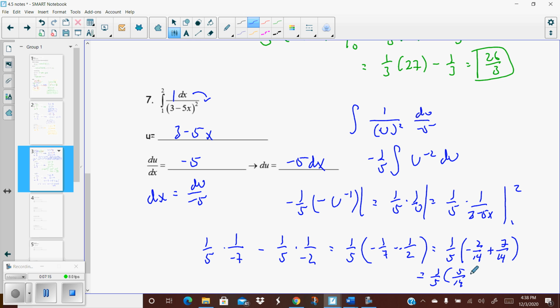That actually works out pretty nicely because 1/5 times 5/14, the 5s are going to go away. We get 1/14. So a bit messy with all the fractions and the minuses and all that kind of stuff there, but that is the answer. So you just have to be really careful. All right.